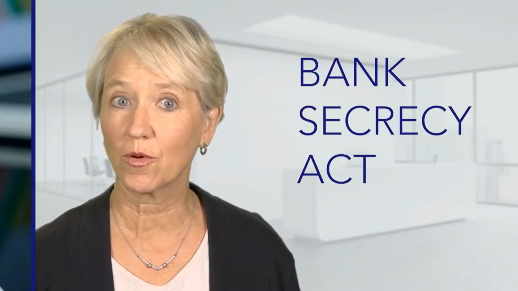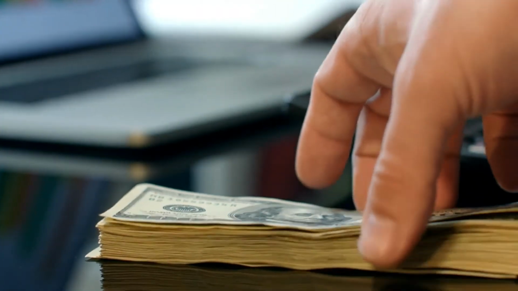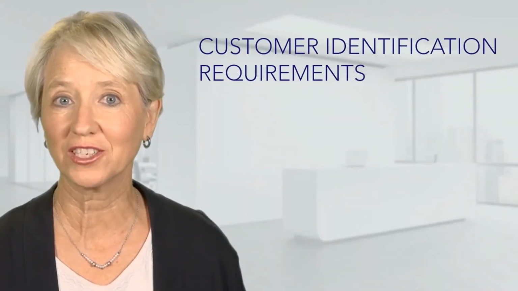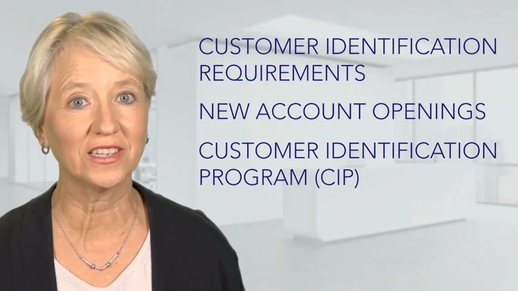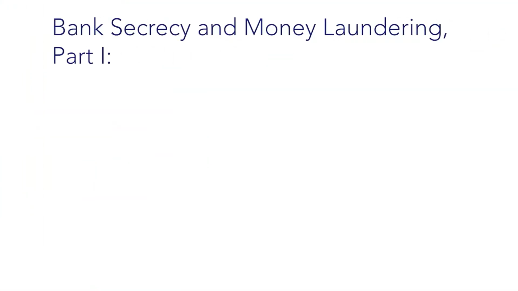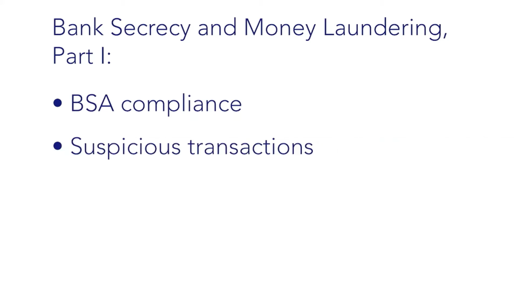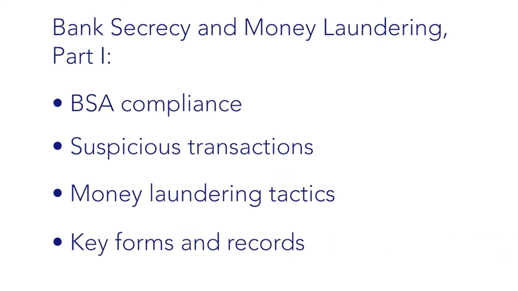This course explains your basic responsibilities under the Bank Secrecy Act and your obligation to be alert for and report large currency transactions, suspicious activities, and other reportable transactions. We'll also cover customer identification requirements, new account openings, and the importance of a strong Customer Identification Program, CIP. This is part 1 of 2. In it, we'll focus on basic BSA compliance, suspicious transactions, some tactics used by money launderers, and a few key forms and records.